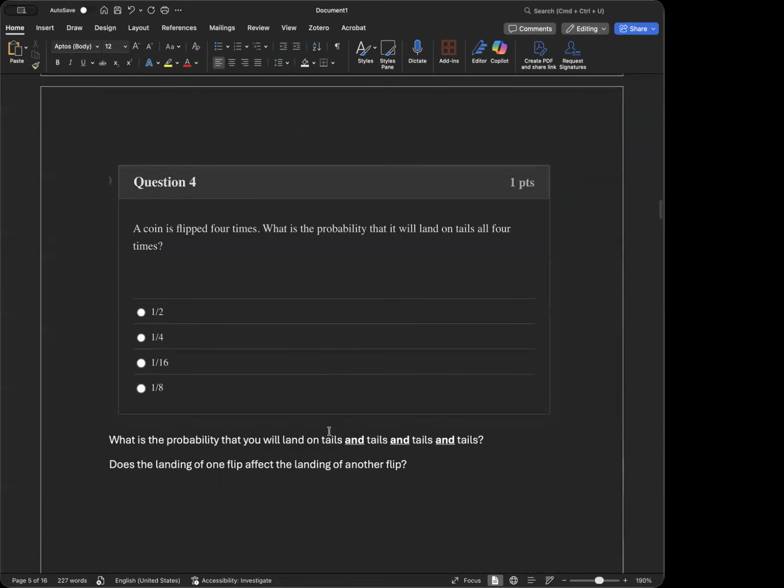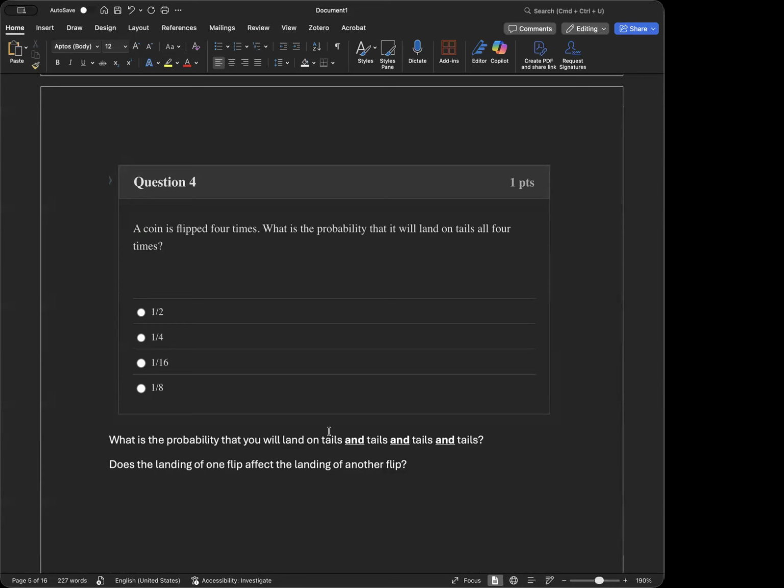So for question 4, a coin is flipped 4 times. What is the probability that it will land on tails all 4 times? With this one, what is the probability that you will land on tails and tails and tails and tails, right? That's what this question is asking. When it says land on tails all 4 times, it's asking tails and tails and tails and tails.